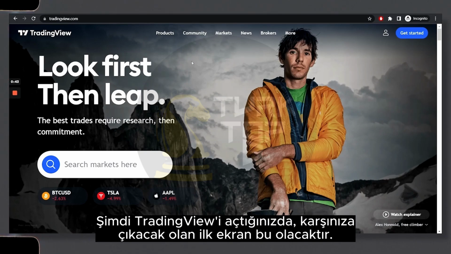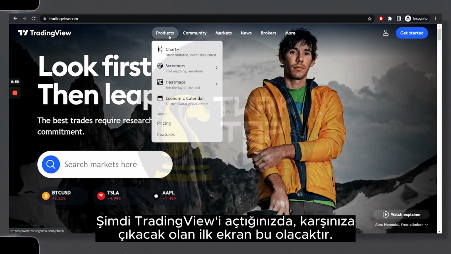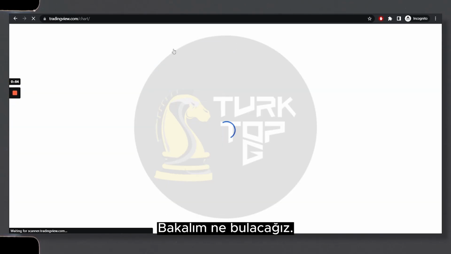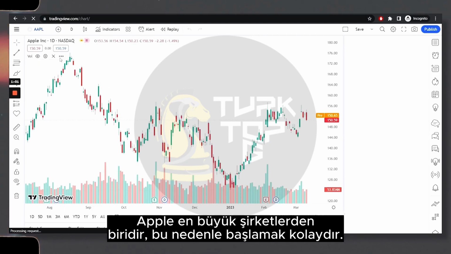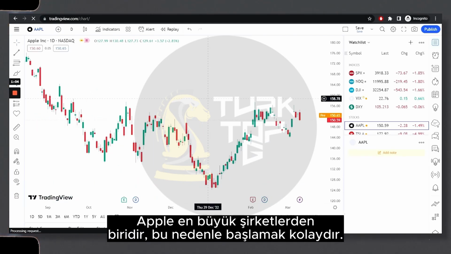Now, when you open TradingView, this is the first screen that's going to come up. You would go to these products and look at the chart. So let's see what we find out. The first chart that they open up is of Apple. Now that's not a surprise. Apple is one of the largest companies, so it's an easy one to start with.